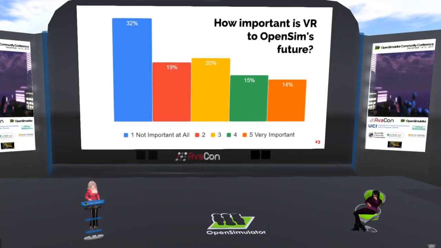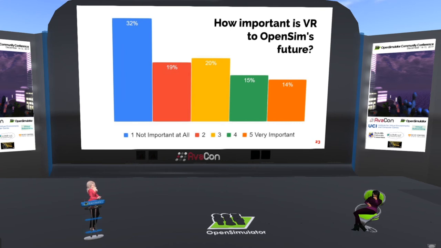OpenSim is not currently really optimized for virtual reality. There are ways you can kind of jury-rig it into an Oculus Rift or a Google Cardboard, like we heard from another presentation this morning. And I have done it. I have visited OpenSim on a Google Cardboard headset. It is possible, but it's not a wonderful experience.